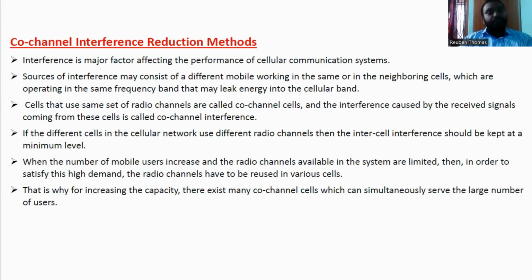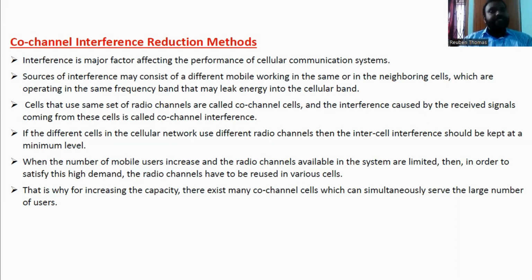Cells that use the same set of radio channels are called co-channel cells, and the interference caused by received signals coming from these cells is called co-channel interference. See the difference between the co-channel cells and the co-channel interference.